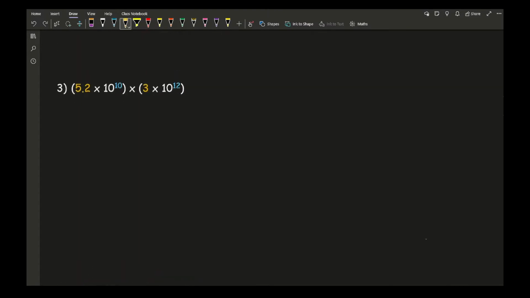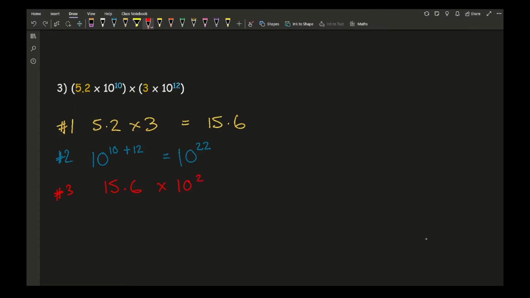So again, I'm going to follow the 4 steps. So step 1 is I'm going to do 5.2 times 3, which is going to give me 15.6. And then I'm going to do step 2, which is 10 to the power of 10 plus 12. Now again, when you're multiplying, you always add the powers. So that's going to give me 10 to the power of 22. And then the third step is I join them together. So I've got 15.6 times 10 to the power of 22. Now the fourth step is, I check to make sure this is in standard form.